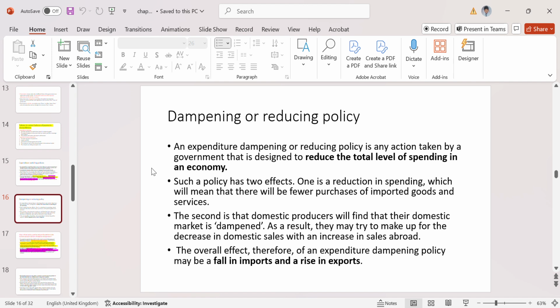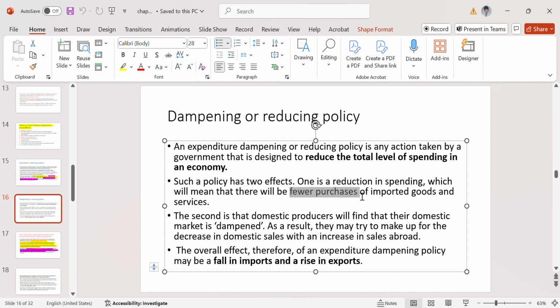Similarly, we have the dampening or reducing policy, where the objective of the government is to reduce the overall spending, and one effect is that people will be persuaded to buy fewer goods from abroad, and they will also be persuaded to buy less from domestic producers as well. Due to this, producers will start selling abroad and it will increase the sales abroad. This will cause a fall in imports and a rise in exports.